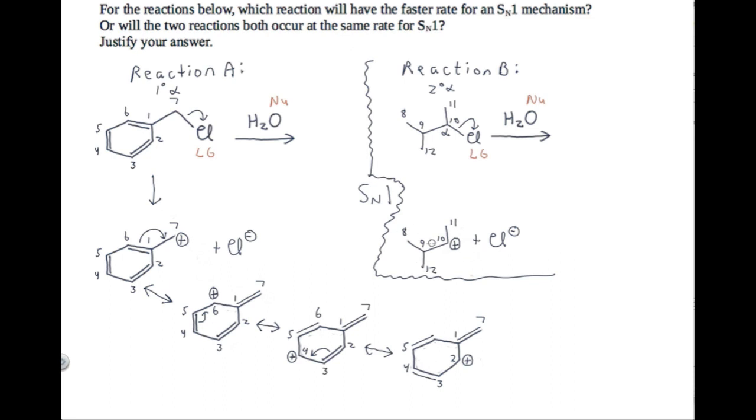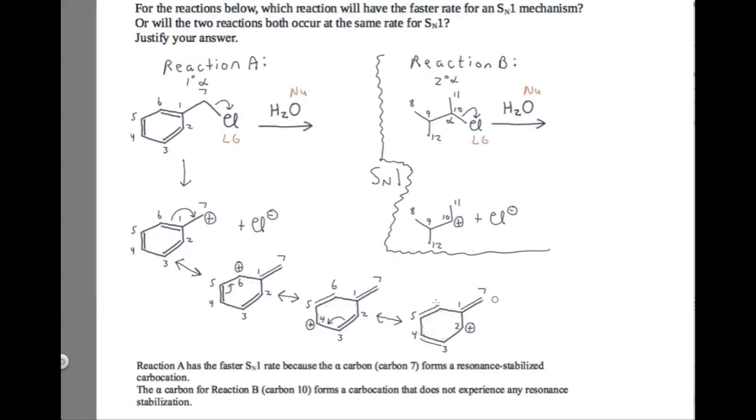There are no additional resonance structures for this carbocation because there are no pi electrons to move around in this molecule. Remember that resonance structures have to involve the movement of pi electrons. To put that in more usable terms, resonance structures involve the movement of pi bonds and lone pairs, and we don't have an opportunity for either of those things here. All right, so it should be clear that reaction A will be faster because it forms the more stable carbocation. Here's our answer.